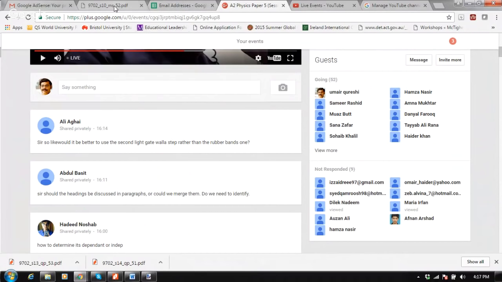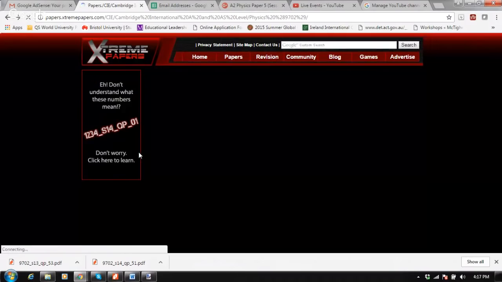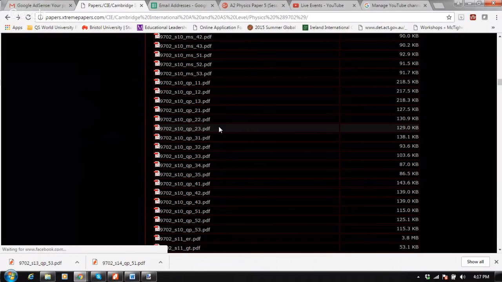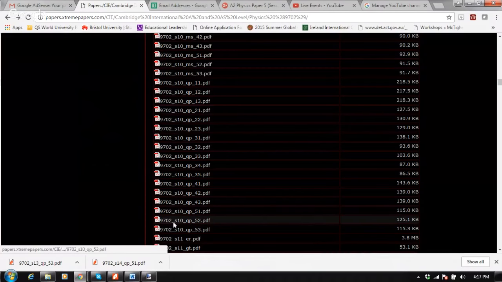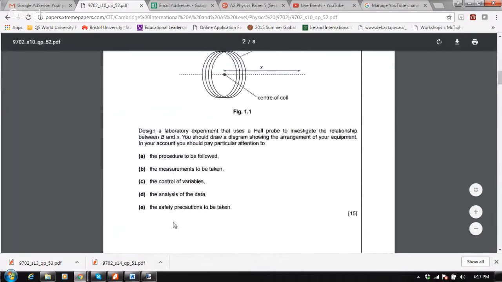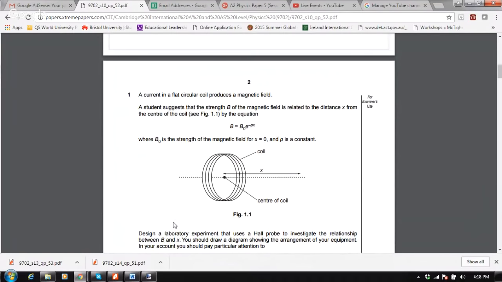Can I give you the answer? So let's solve a question. Let me take some questions from extreme papers. Extremely good. I don't know this, I think 2010. So here is the question. Let's solve this question. It says that a current in a flat circular coil produces a magnetic field.